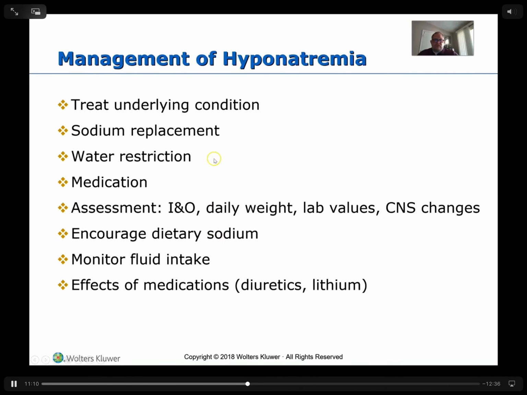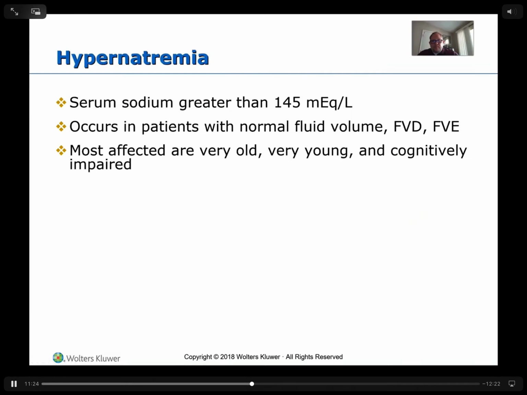Management's going to once again be to treat the underlying condition. You're going to be monitoring I's and O's, daily weights, labs, and monitoring once again CNS changes. Encourage dietary sodium for hyponatremia. And then with hypernatremia, that's when your sodium is greater than 145.